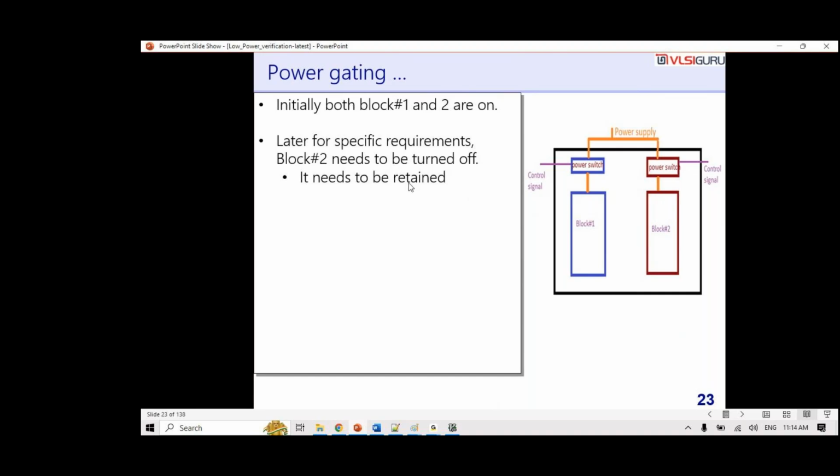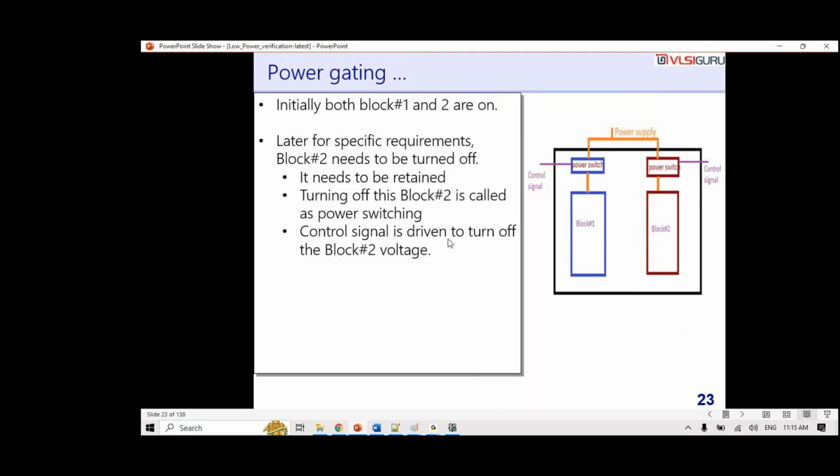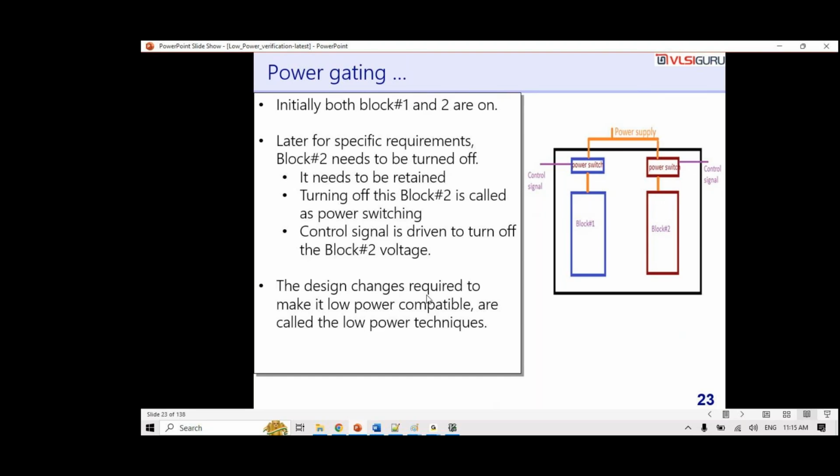Let's say block 2 does not need to be retained. Turning off this block 2 is called power switching. Control signals are driven to turn off the block 2 voltage. The design changes required to make it low power compatible are called low power techniques. When we say the term low power techniques, what is it talking about? Whatever design changes we do to make it low power compatible.